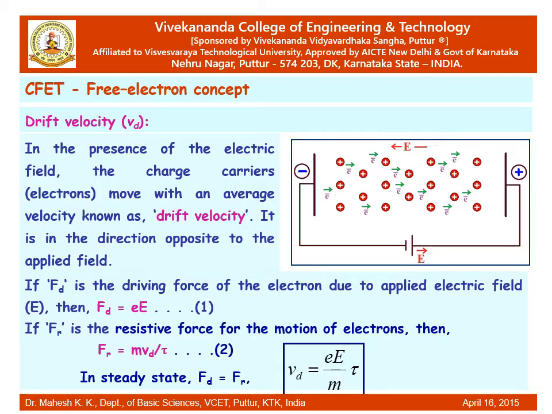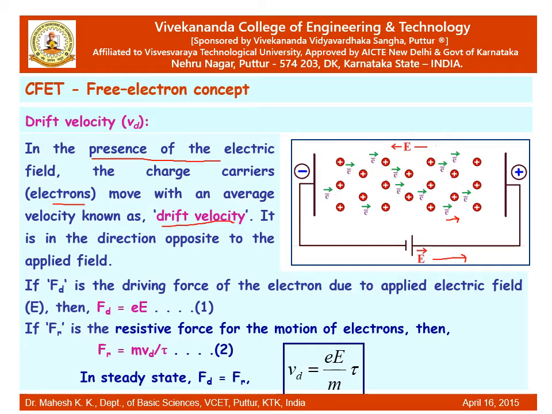You are familiar with this figure, wherein you see that as we apply the electric field, the electrons are going to move in the direction opposite to the applied electric field. Now the velocity is termed as drift velocity. The definition is, in the presence of the electric field, the charge carriers, that is electrons, will move with an average velocity known as drift velocity. It is in the direction opposite to the applied field.